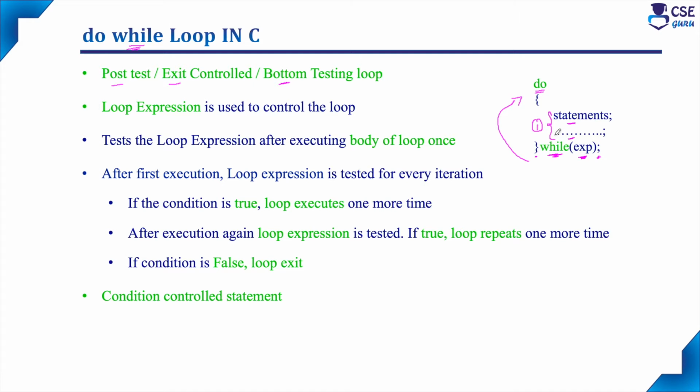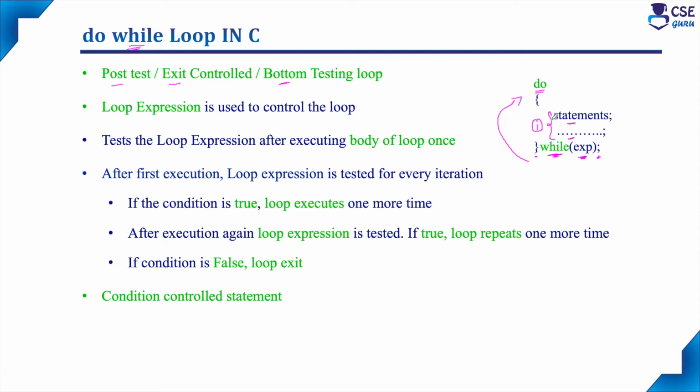So this is the main difference between for loop, while loop and do while loop. In for loop and while loop, the body of the loop will execute after checking the condition. But in do while loop, the body of the loop will execute by default once, that is the first time. After executing once, then only it will check the condition, and if the condition is true, again one more time the body of the loop will execute. So this is the concept of do while loop.